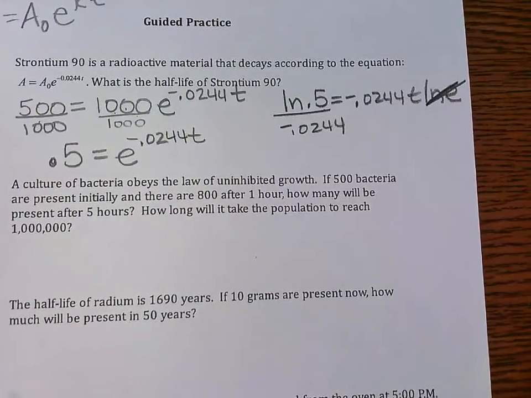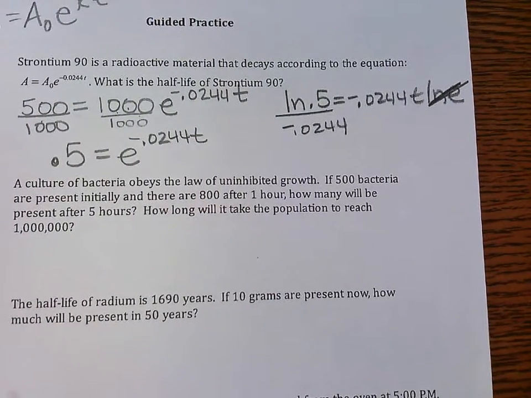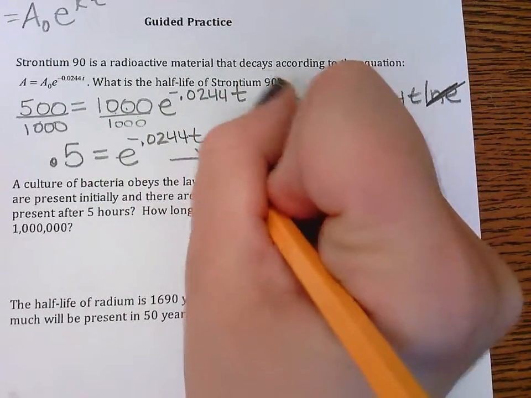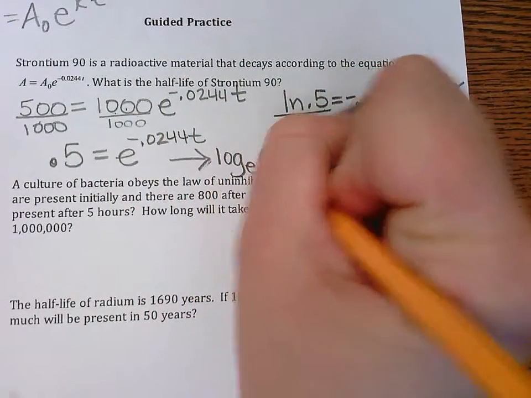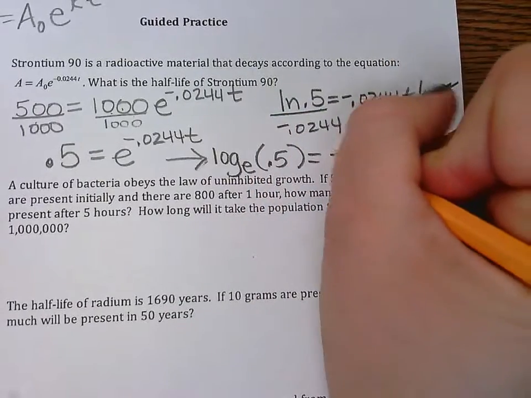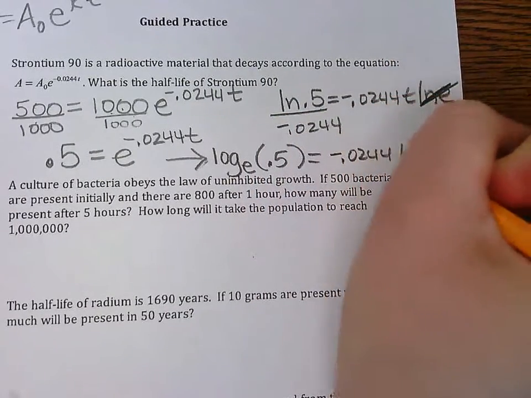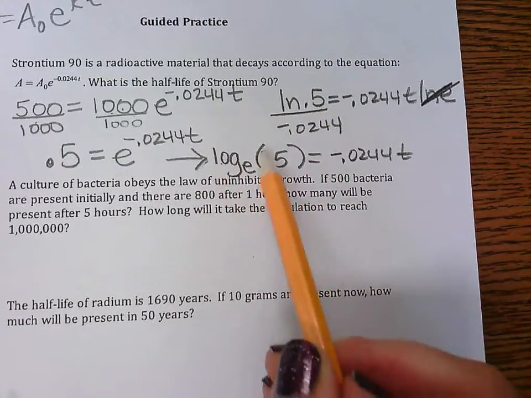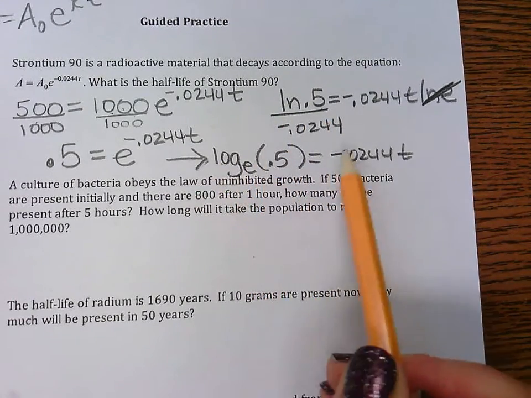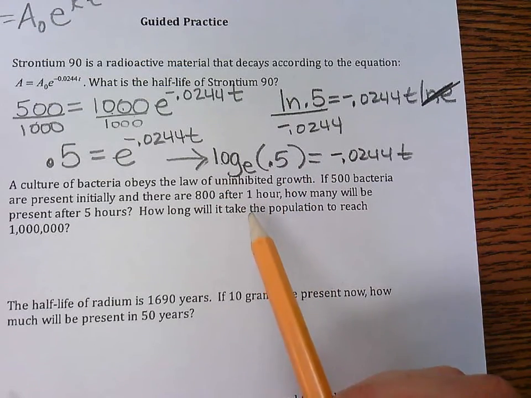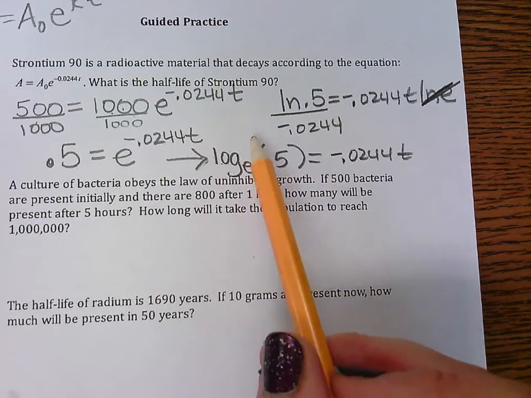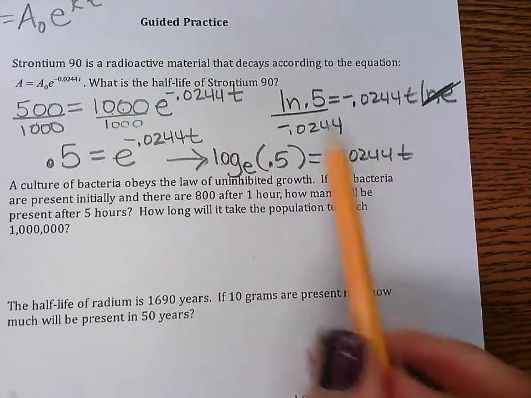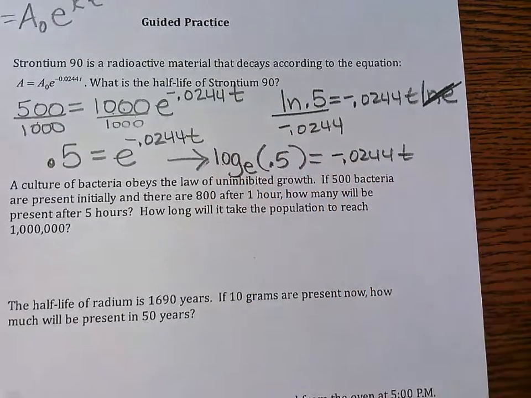If you changed into log form, you get the same answer. If I changed into log form, it would be log base e of a half equals negative 0.0244t. So whether it's the log base e or natural log of a half, that means the same thing. And you divide by negative 0.0244. So basically, if you look what's happening, you're taking the log of the ratio, or the natural log of the ratio, and dividing by the k value.